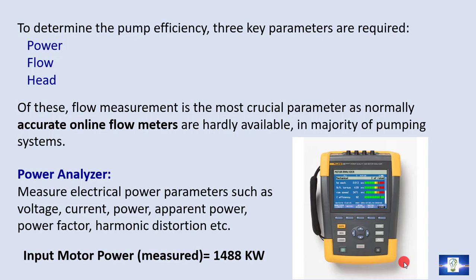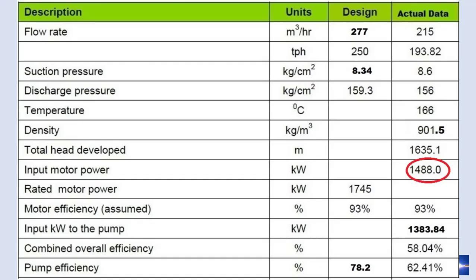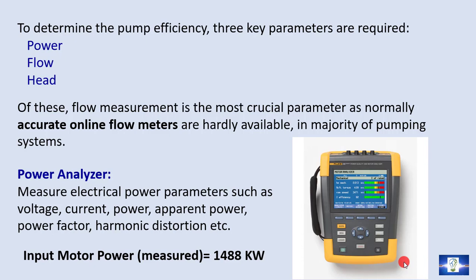Now coming to the power measurement. A portable power analyzer is used to measure the electrical power parameters such as voltage, current, power, apparent power, power factor, harmonic distortion, etc. And in our case, the measured input motor power is 1488 kilowatt.